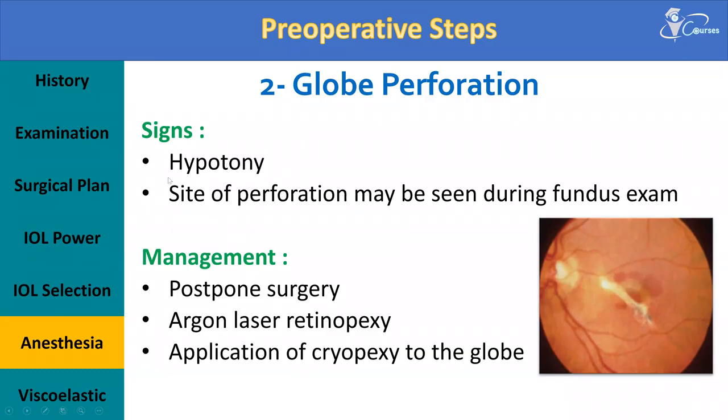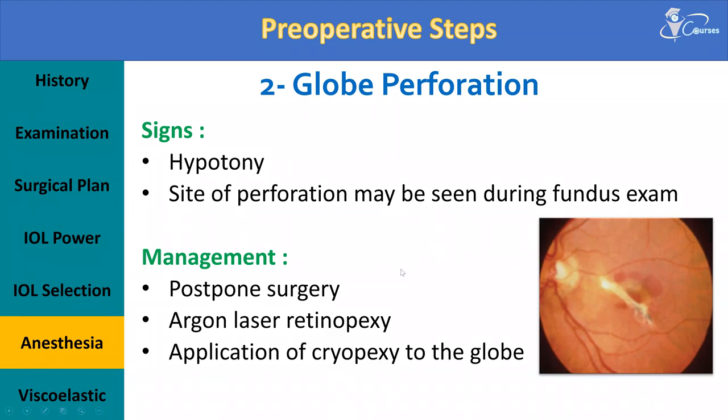And when you suspect the patient had globe perforation, you do the fundus examination. You will find the site of perforation, maybe visible during fundus exam. You may find the track of the needle, you may find the hemorrhage, which indicates the presence of globe perforation.